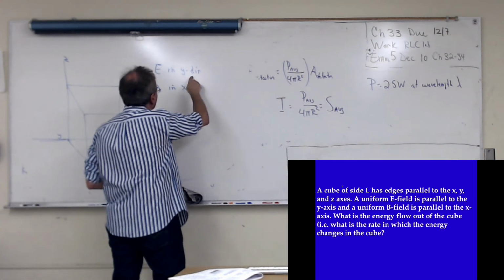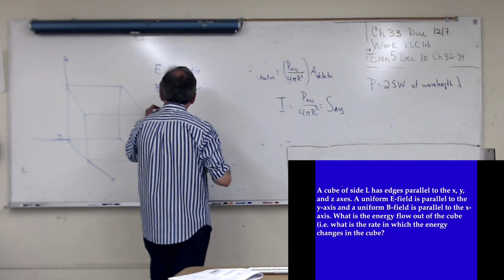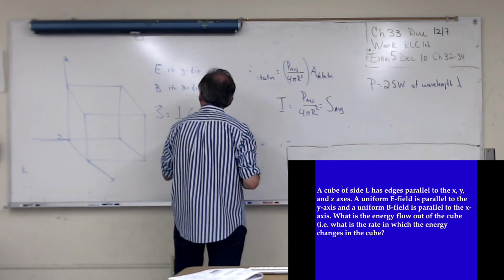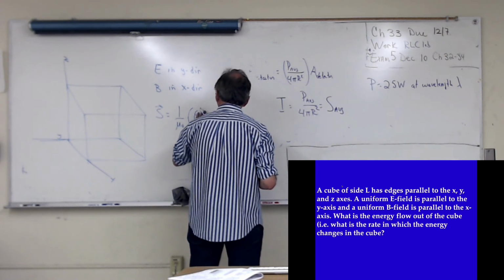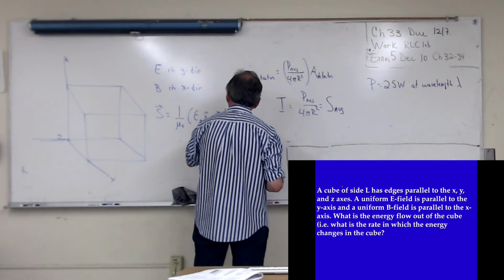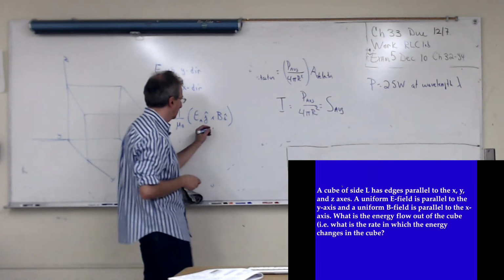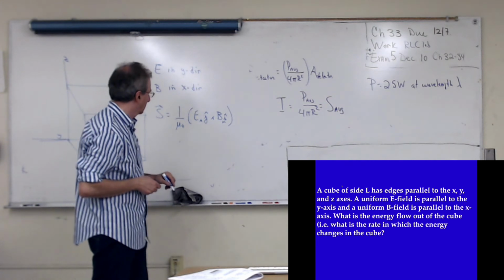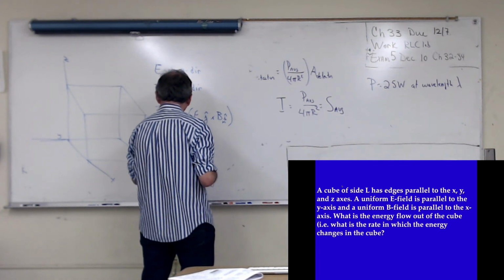If the electric field is in the y direction and B is in the x direction, what is the direction of the Poynting vector? What is the direction of the Poynting vector? What's j cross i? Is it negative k? Negative k. Yeah, okay.